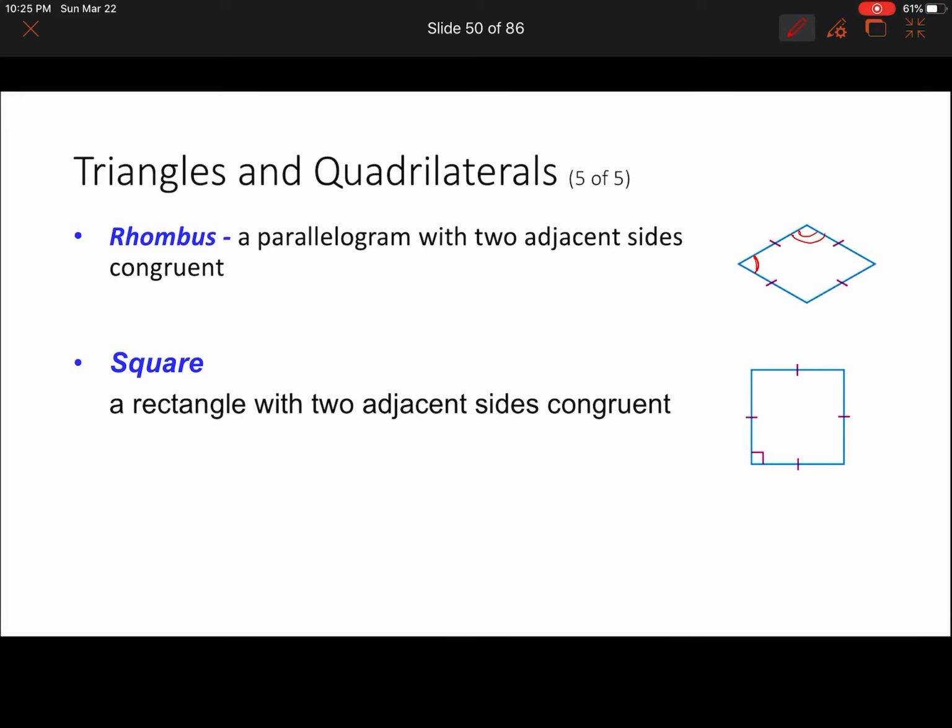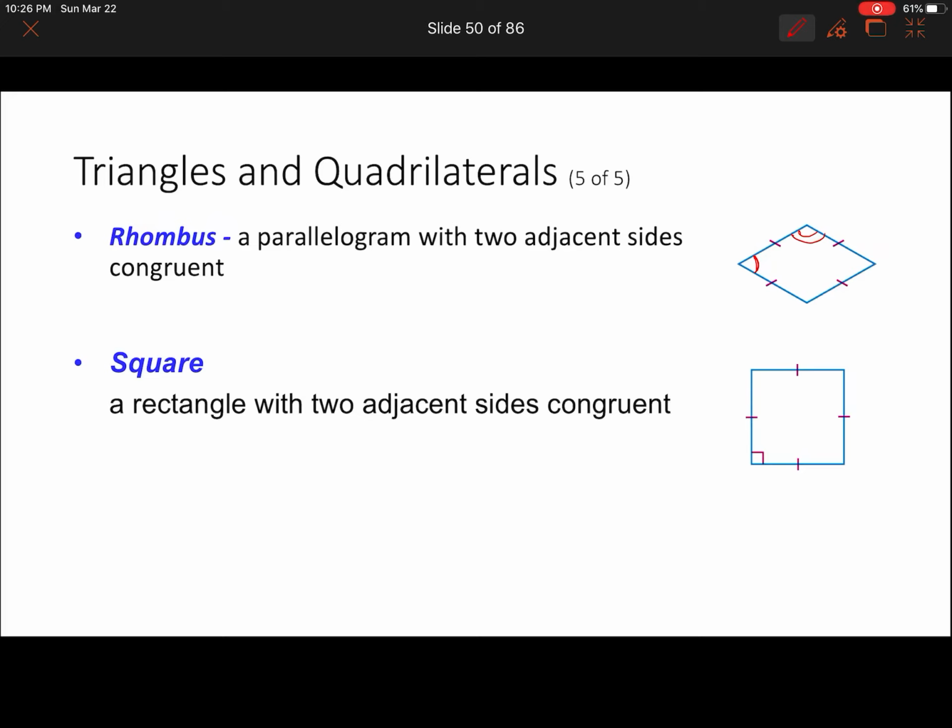And then we get to a square, which really is most of these that we've talked about. It's a rectangle that has two adjacent sides being congruent. Again, we know what a square looks like. Every angle is 90 degrees and every side length is the same.